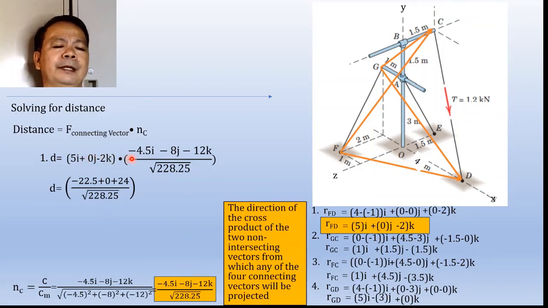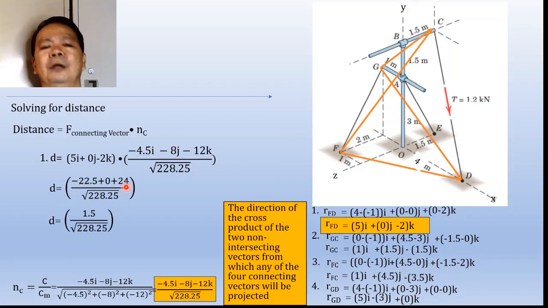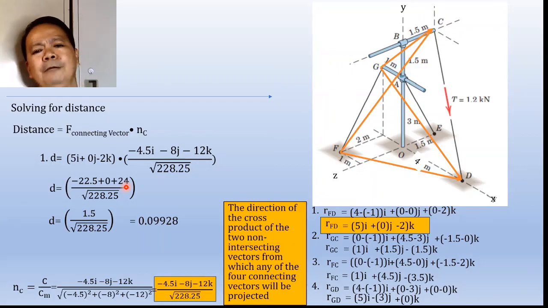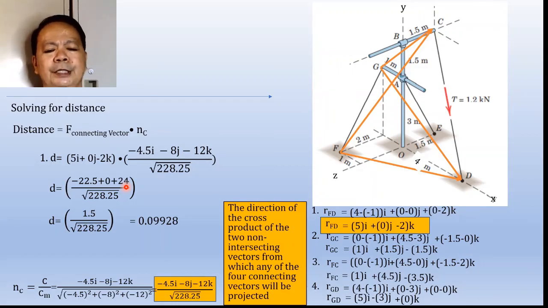And so we now simplify it using the dot product. 5 multiplied by negative 4.5 gives us a negative value of 22.5. 0 times negative 8 gives us 0, and negative 2 times negative 12 gives us a positive 24. Dividing it by the magnitude of C sub m at the square root of 228.25. Now when this will be simplified, how much will this be? That becomes equal to 1.5 over the square root of 228.25. And that gives us a value actually of 0.09928.